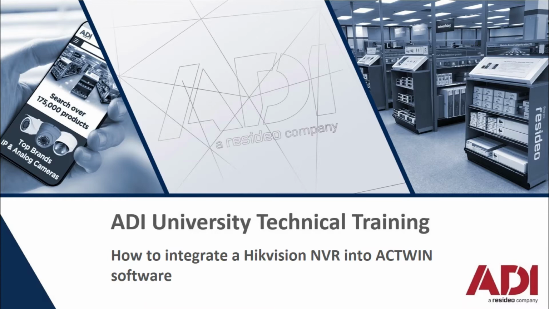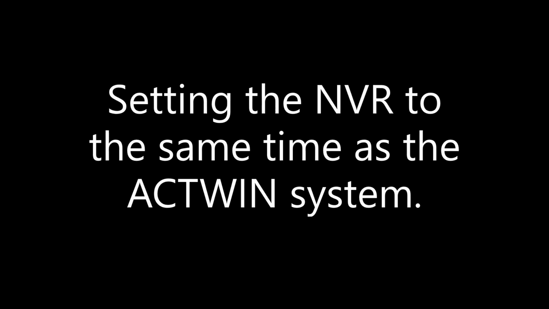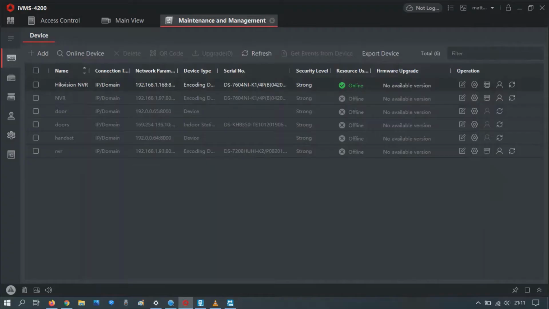In this video, we're going to show you how to integrate a HIC MVR into the ActWin software. The first step is to set the time in the MVR. The point of this system is that you can recall what time an event happened, so it's important that the MVR and the access control system are both set to the same time.